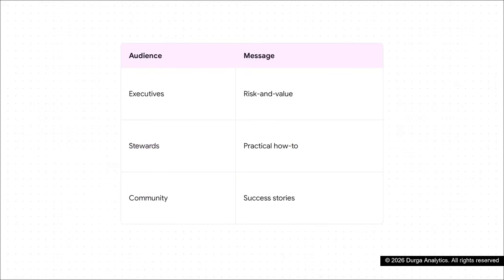And the secret here? One message absolutely does not fit all. We have to match the channel and the message directly to the audience. Executives, they need concise risk and value briefings. They just want the bottom line and the compliance posture. Stewards on the ground, they do not want board-level abstraction. They need practical, role-based, how-to guides. Targeting your communication ensures it actually lands, rather than just being immediately archived or ignored.